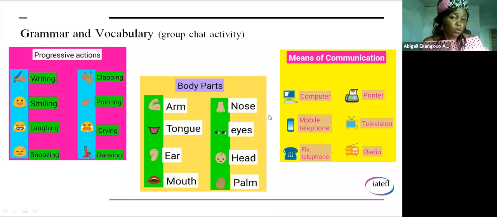And talking about vocabulary as well, we also had the vast range of these emojis that could help us to do vocabulary lessons. We learned about parts of the body, means of communication. We also learned about types of transportation, endangered species, wild animals and domestic animals, and so on and so forth. There were so many lessons that we could derive from these WhatsApp emojis. So grammar and vocabulary activities were suitable for the group chat. And that's how I went.